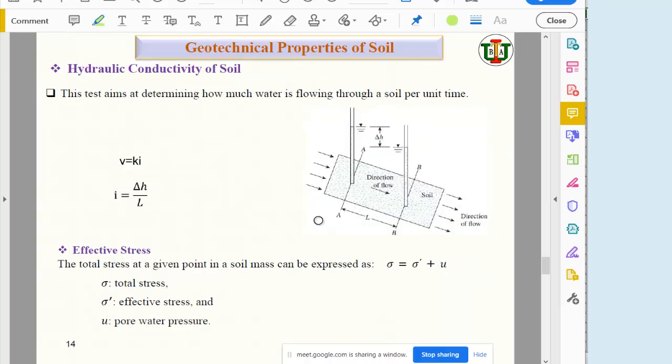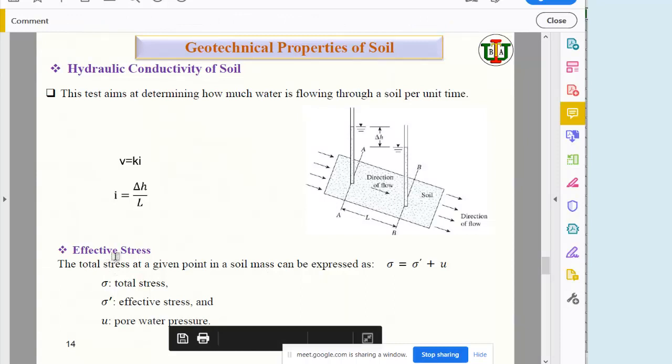And this is the hydraulic conductivity of soil. What is hydraulic conductivity? Any idea? Hydraulic means what? Water, right? Water passes through the soil, so it concerns the flowability of the water.